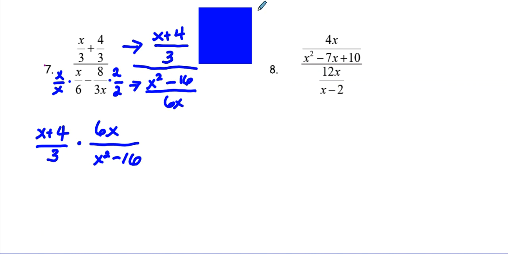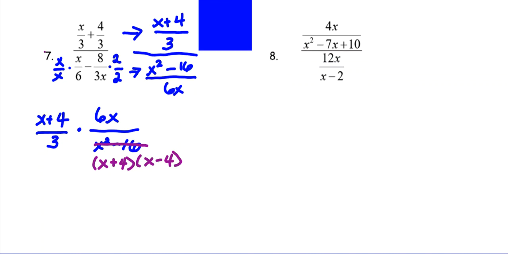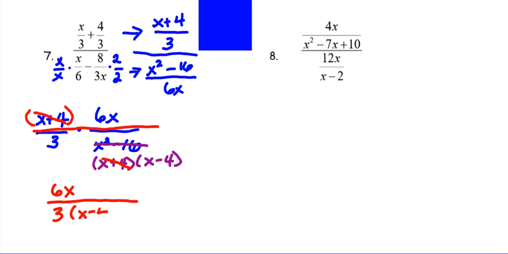Now I'm looking at this fraction and I realize I can factor x squared minus 16 because it's difference of squares. So I have x plus 4 times x minus 4. And because this is a multiplication, I can change this to one whole fraction, and I can cancel this factor of x plus 4 out. So now in my numerator I have 6x, and in my denominator I have 3 times x minus 4. So 6 divided by 3 is 2, so I can cancel these out to make a 2, and that makes my final answer, which is 2x over x minus 4.